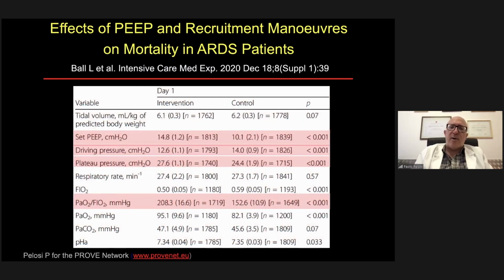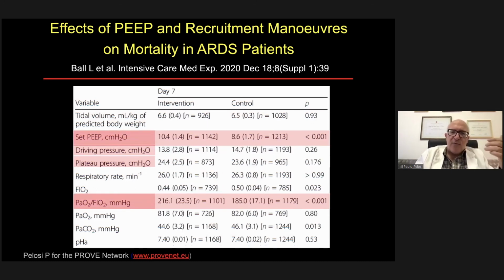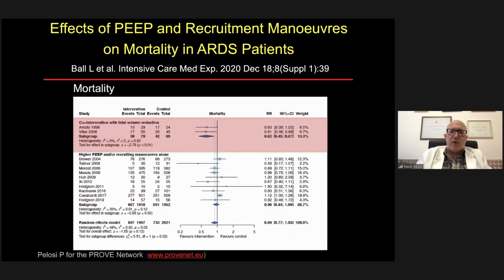These are data from our most recent meta-analysis from a large number of patients. You see almost 2,000 patients per group, and you see that the higher PEEP intervention was associated with, of course, higher PEEP, 15 versus 10, with lower driving pressure, higher plateau pressure, and better oxygenation. However, at 7 days, even driving pressure and plateau pressure show no more differences, just a little bit higher PO2 ratio. But in terms of mortality, this was found only when the two interventions, lower tidal volume and higher PEEP, were combined.